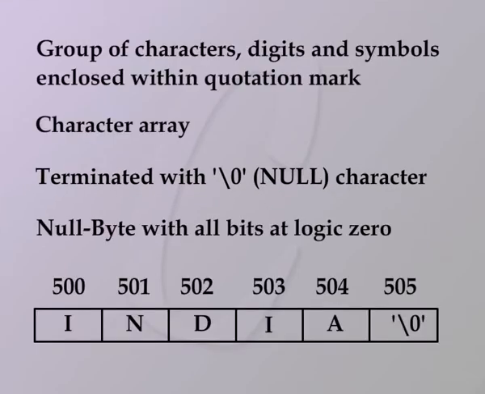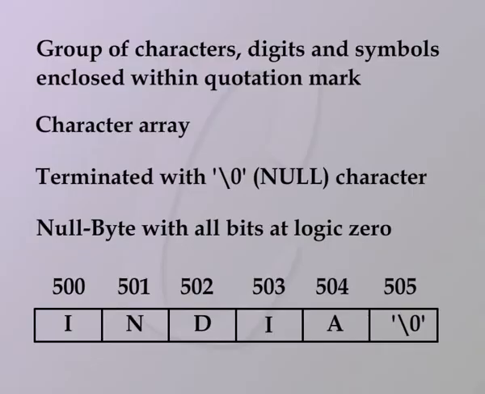That is, when we are manipulating strings, the compiler should know when the string is over. So for that reason, every string is terminated with a null character, which identifies that the string is complete. So what is this null?